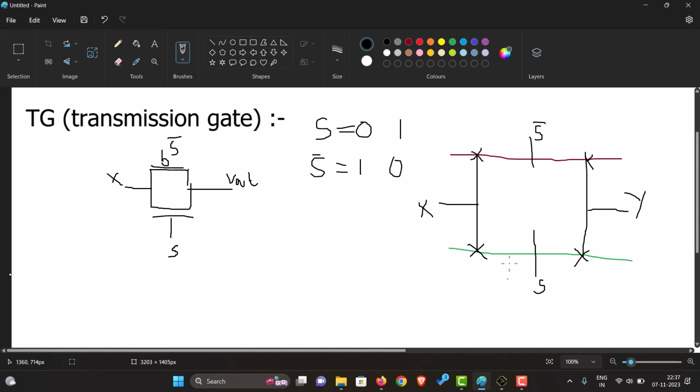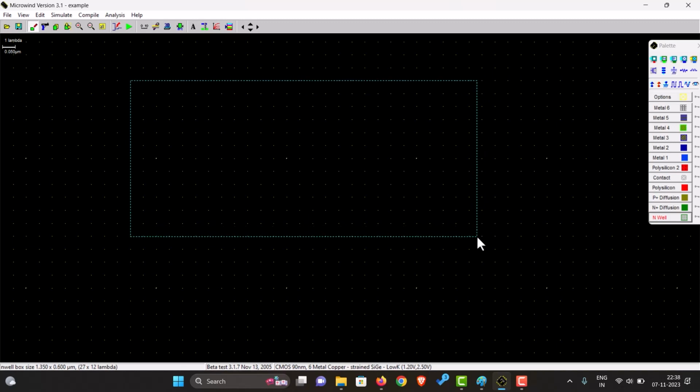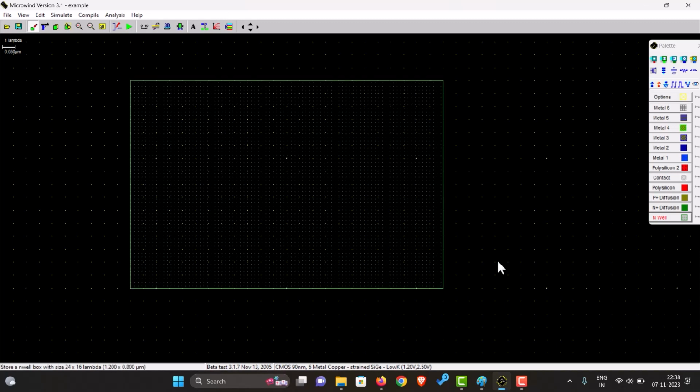So let's make this in Microwind. First we will need an N diffusion N well. Since we have to make a 4x12 P diffusion, we'll make an N well of 16x24. Then let's put a P diffusion inside this. 1, 2, 3, 4, 5, 6. 1, 2, 3, 4, 5, 6. So 4x12.